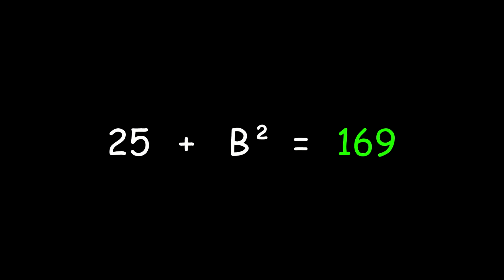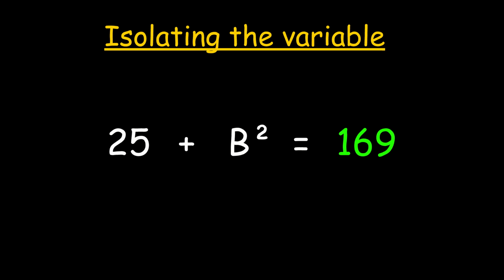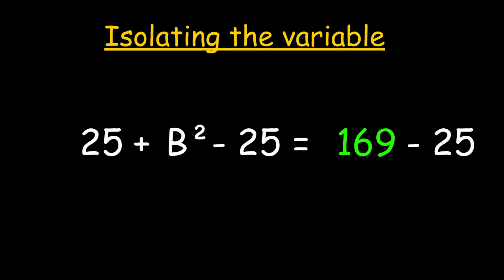In order to find b, we need to do something called isolating the variable, which basically means we need to get the variable, b, on one side of the equation by itself. And we can do that by subtracting 25 on both sides, which will get b by itself.